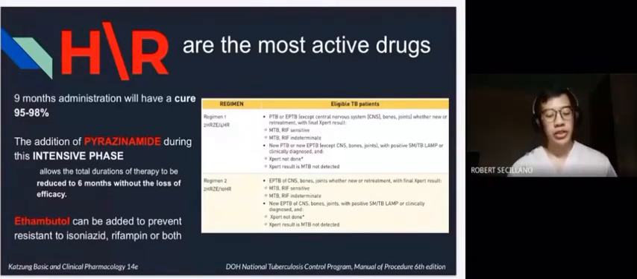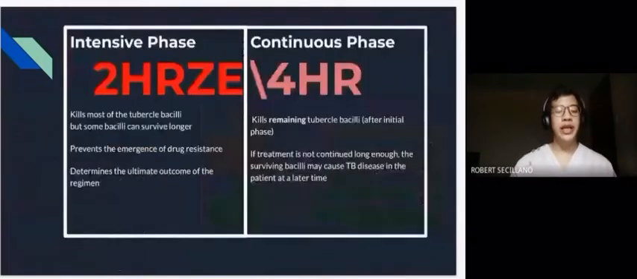Based on the table, regimen 1 is composed of an intensive phase and a continuous phase. In the intensive phase, the treatment should be given for 2 months. It is composed of isoniazid, H, rifampicin, R, pyrazinamide, and ethambutol. You will give these tablets daily for 2 months. Then after 2 months, you will proceed to the continuous phase, where you will give HR, or isoniazid and rifampicin, daily for 4 months.